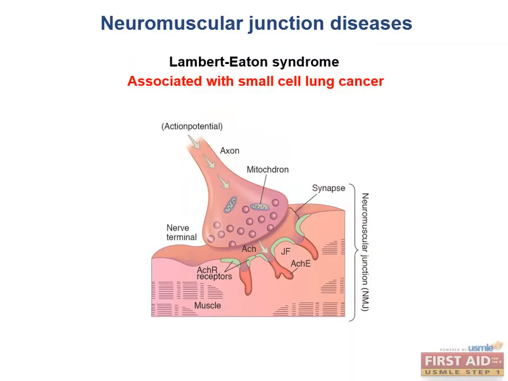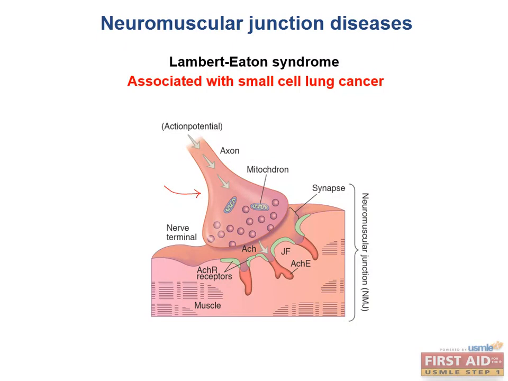Here, the problem starts earlier than the acetylcholine receptor. Antibodies are formed against the presynaptic neuronal voltage-gated calcium channels. Therefore, when patients send a signal to contract, the action potential travels along the neuron, gets to these voltage-gated calcium channels, and causes them to open. But since they're impaired by the antibodies in Lambert-Eaton syndrome, only a small amount of calcium is able to enter the presynaptic neuron to allow for neurotransmitter release.